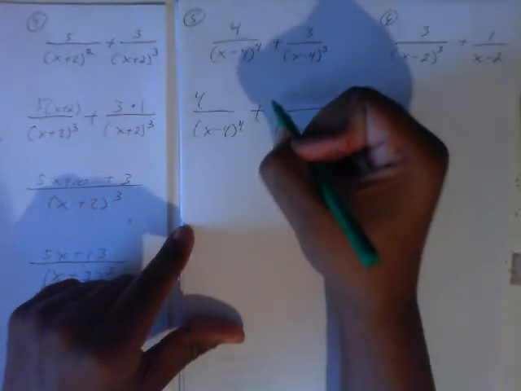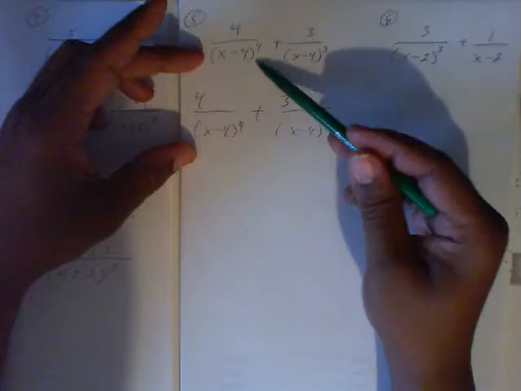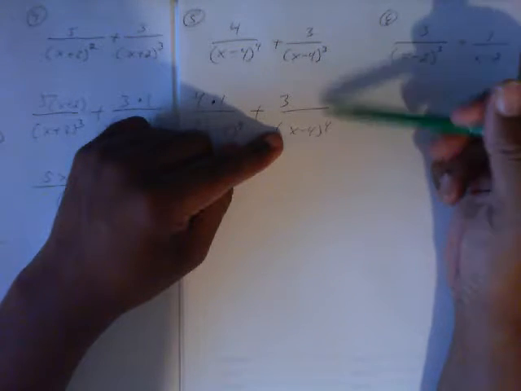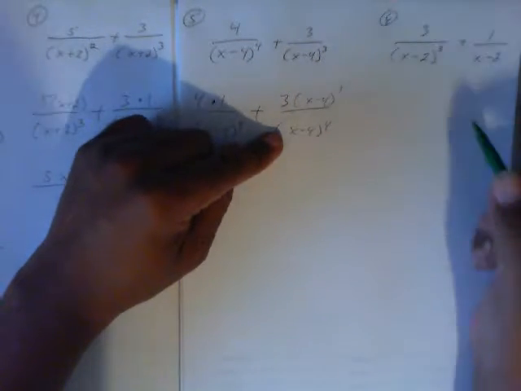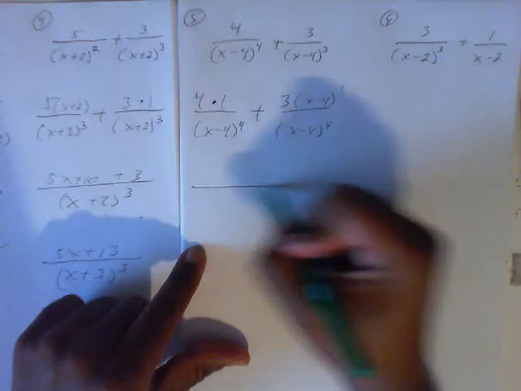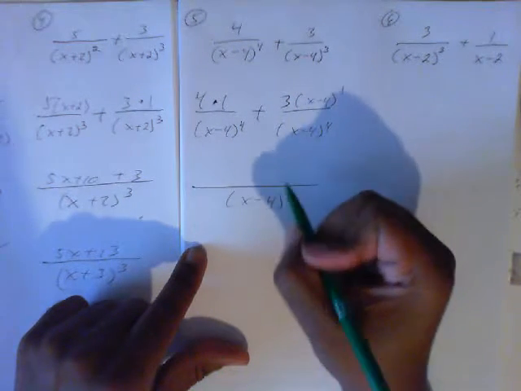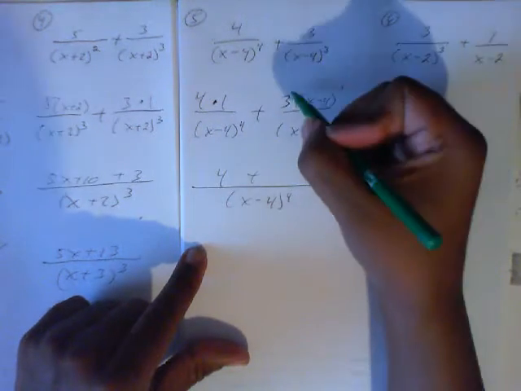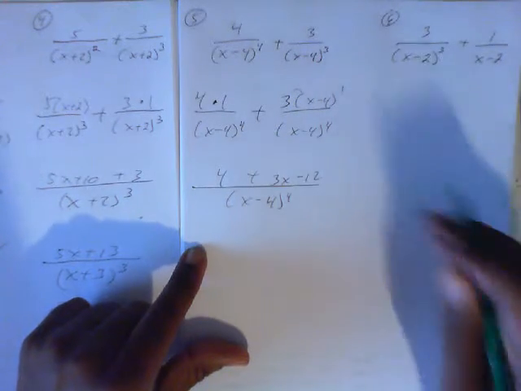There's a 4 here and a 3 there. The difference between these two denominators is only a factor of 1, so we're going to say 4 times 1. The difference between these two denominators is a factor of x minus 4 to the first power, essentially. Okay. Now, we have one denominator, x minus 4 to the fourth power. And 4 times 1 makes 4. And when I distribute my 3, I'll get a 3x minus 12.